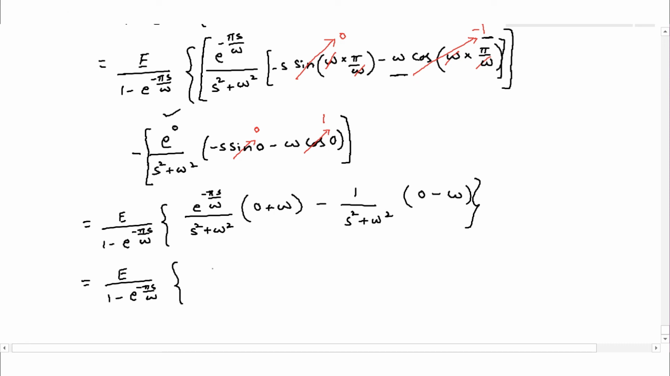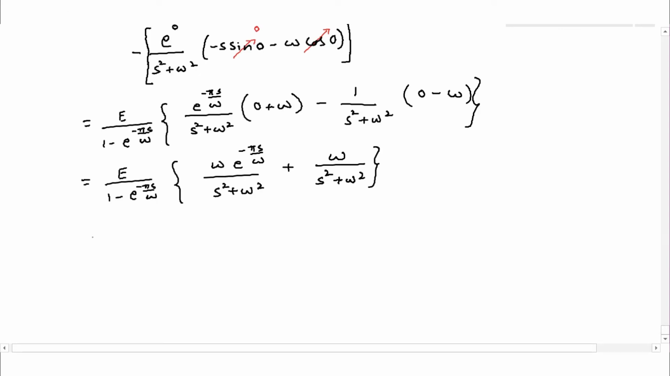So here the first term you have got omega e power of minus pi s by omega whole divided by s square plus omega square. In this case, minus of minus will become plus omega by s square plus omega square. So if you try to observe over here, you can take common values to be omega by s square plus omega square. So which will be equal to, you can take e omega common divided by, you have 1 minus e power of minus pi s by omega, and here you can take s square plus omega square as common.